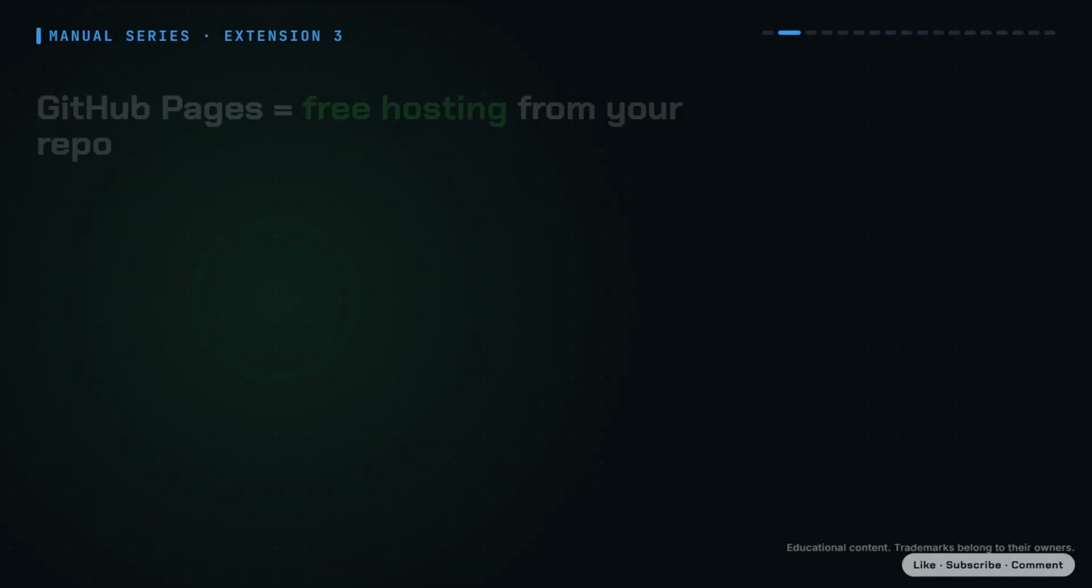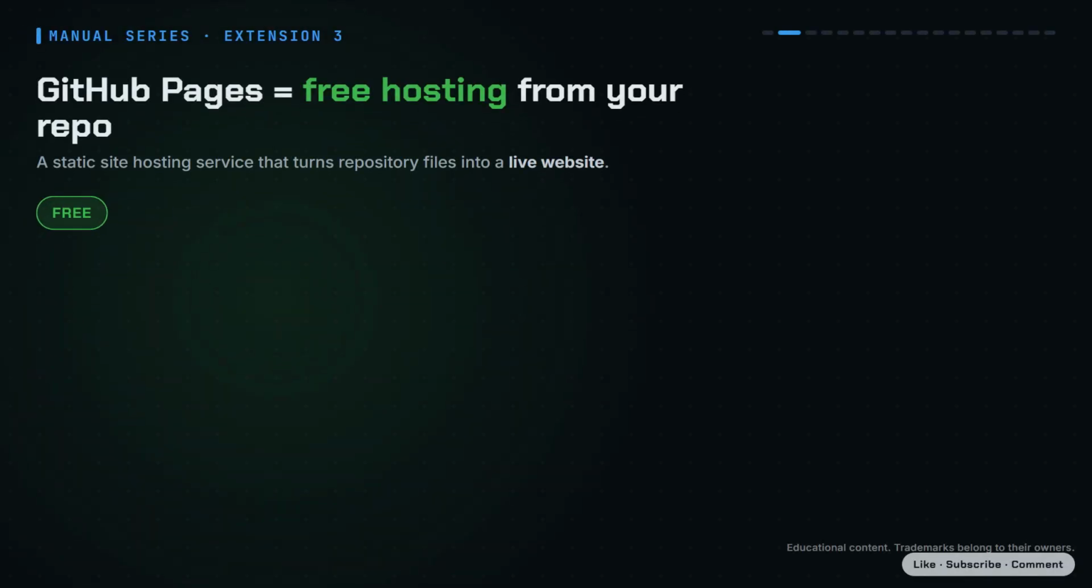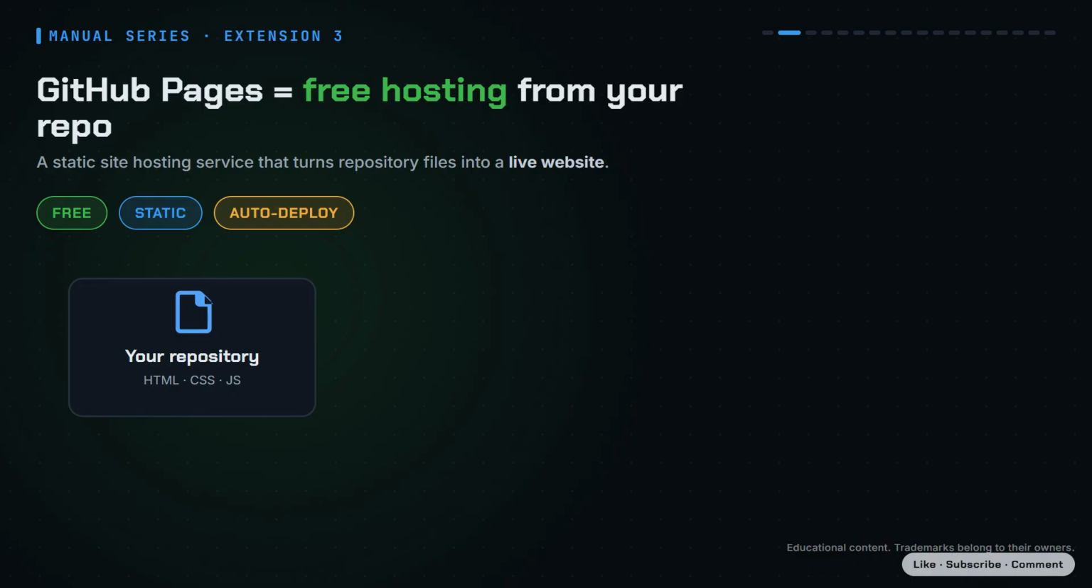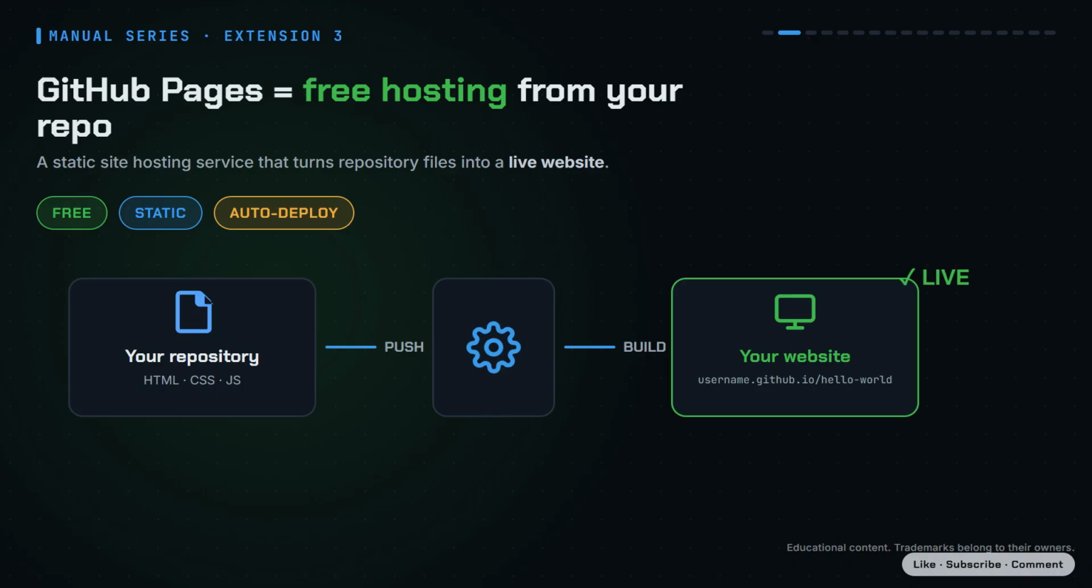Here is the secret. GitHub Pages is a free hosting service that turns a GitHub repository into a website. You write HTML, CSS, and JavaScript, push them to GitHub, and your files become a live website. It is static, so there is no server to set up, no database, and no bill. Just edit, push, and your changes are live.